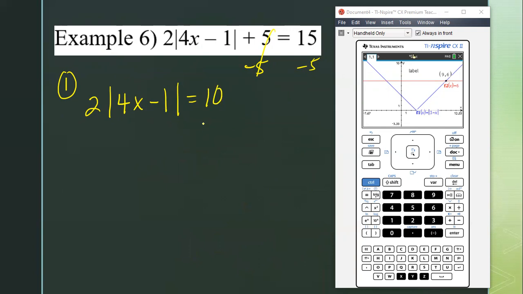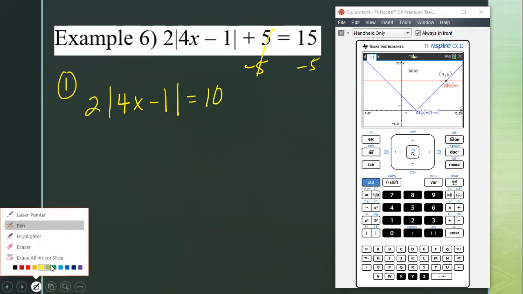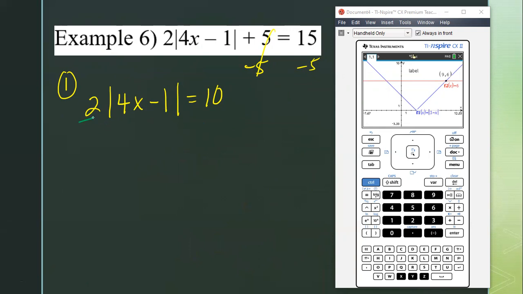Good job. Okay. What's the opposite of multiplying by 2? Dividing by 2. And what I do to one side, I do to the other side. So I'm left with the absolute value of 4x minus 1 equals what? 5. Now, can I put it in the calculator?